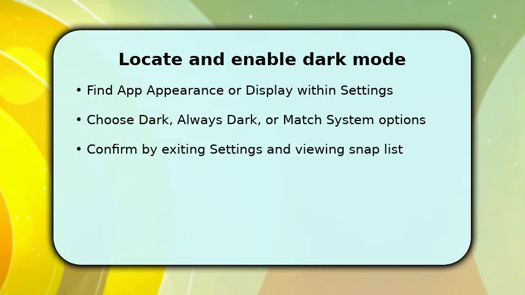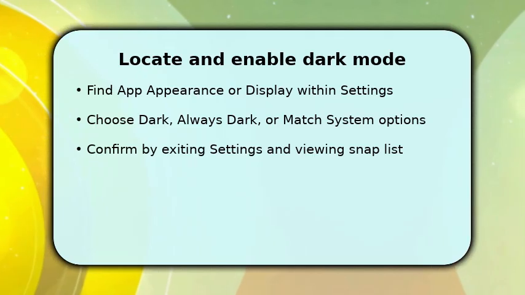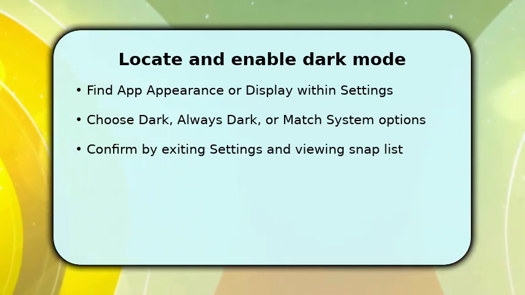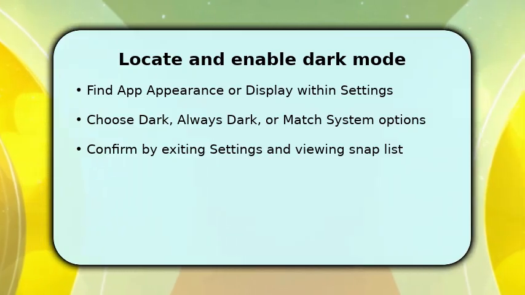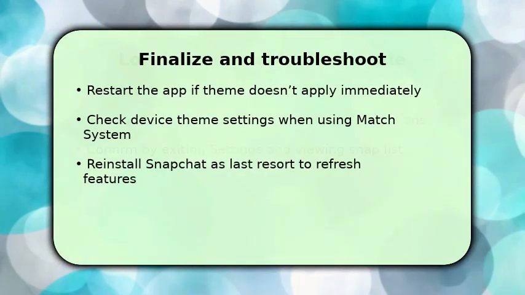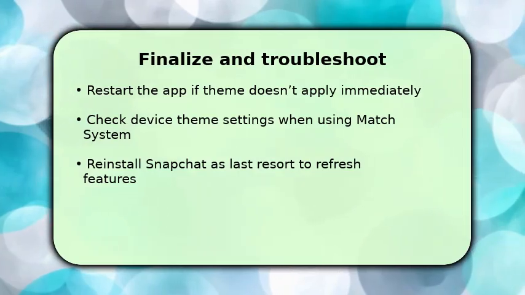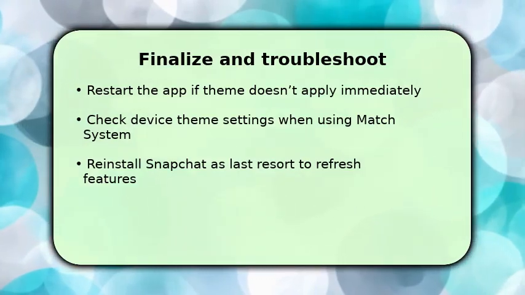Once you pick an option, Snapchat applies the theme immediately, so exit Settings and scan your chats and camera UI to confirm the darker palette and reduced glare for nighttime use. Finish by checking all screens. Chats, camera, and stories should reflect dark mode.